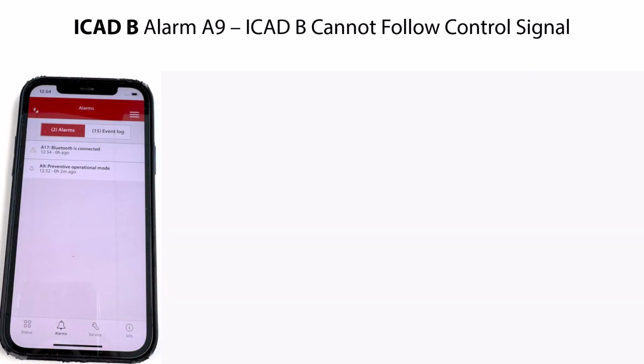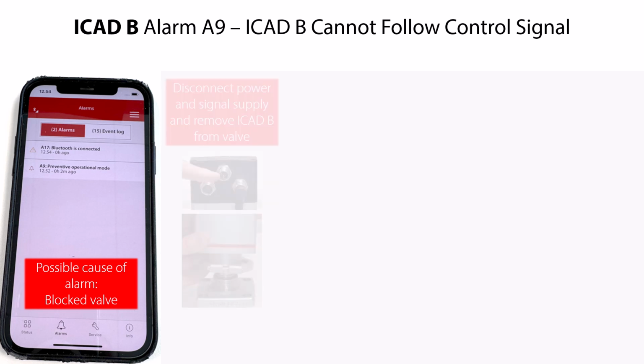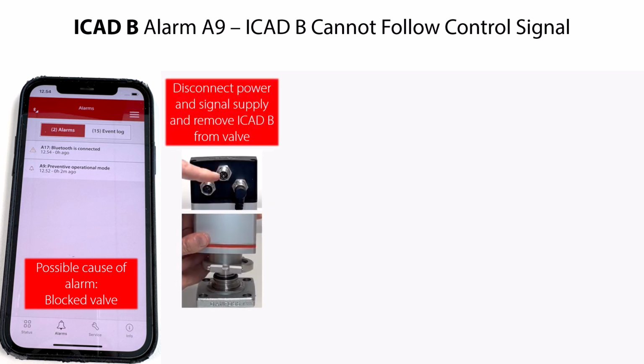The ICAD B alarm A9 is triggered if the ICAD B and valve movement cannot follow the given control signal. In such case, the ICAD B will try to mitigate the situation by itself. If the ICAD B cannot solve the issue, then it will go into alarm A9. This failure and alarm is often caused by the valve for some reason being blocked. In such case, you should disconnect the ICAD B from the power and signal supply and remove it from the valve, all according to given instructions in ICAD B and valve literature and service videos where available.